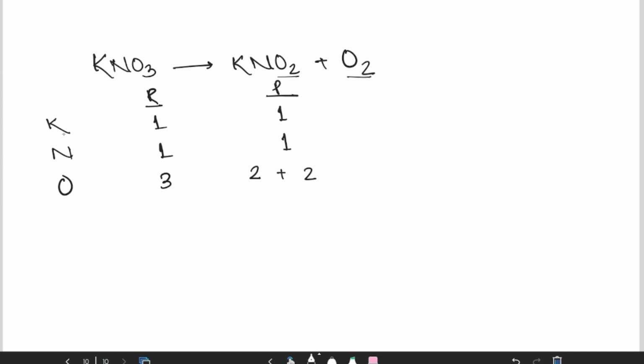Okay, so potassium is balanced, nitrogen is balanced, the point is oxygen is not balanced. So in this case use your common sense. I always say to my students, use your common sense.